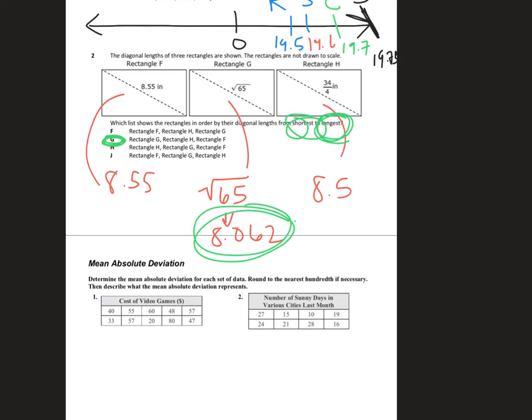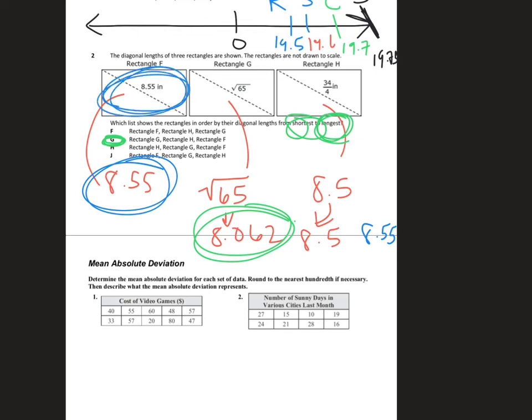So at that point, I could have finished the problem, but I like to do everything all the way. Then we can see 8.5 is next up, right? So 8.5. And then next up would be rectangle F, right, at 8.55. Notice I had to do all of them because this rectangle and this rectangle were super close. One was 8.5, the other was 8.55.